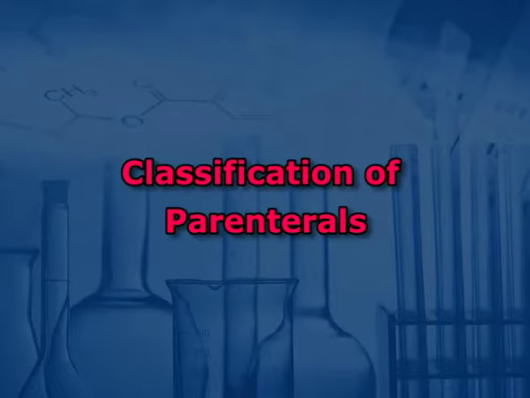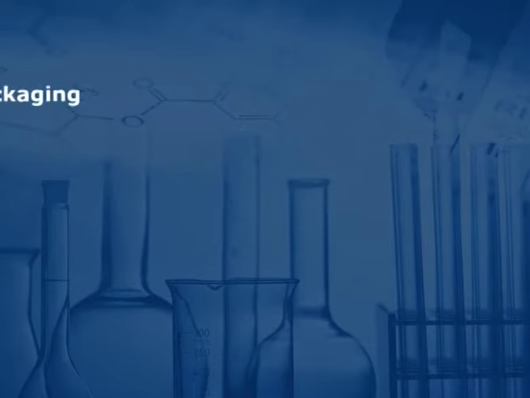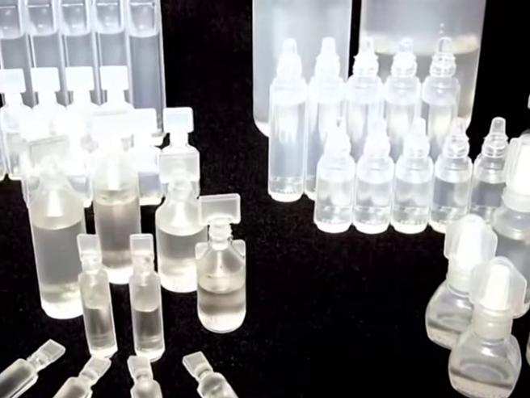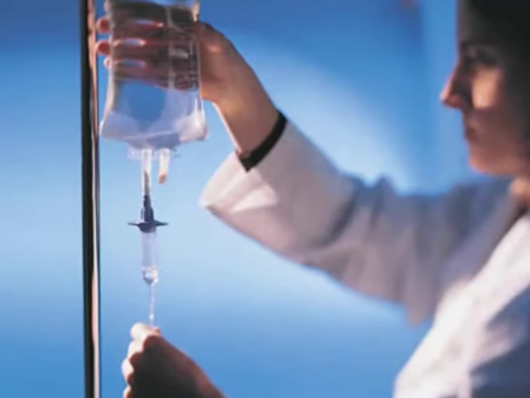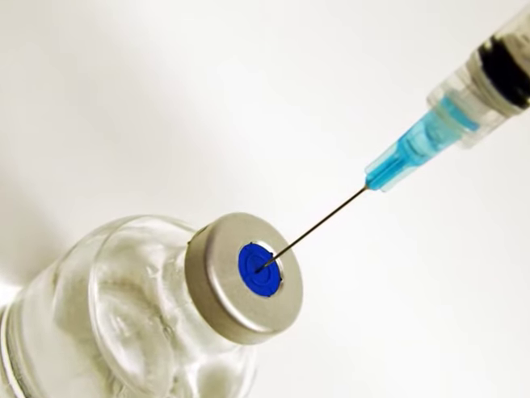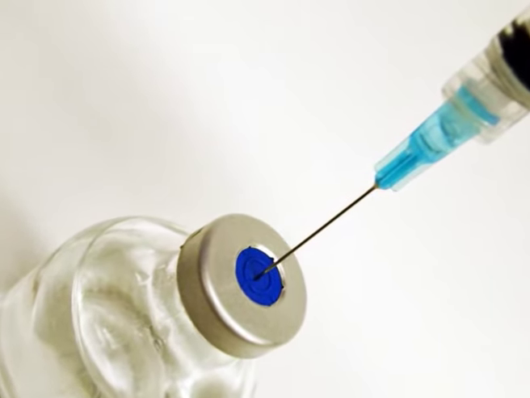Now we move towards classification of parenterals. It is classified first based on types of packaging. They may be single dose units, for example ampoules, infusions and pre-filled disposable syringes. Second is multiple dose units, for example multiple dose vials.